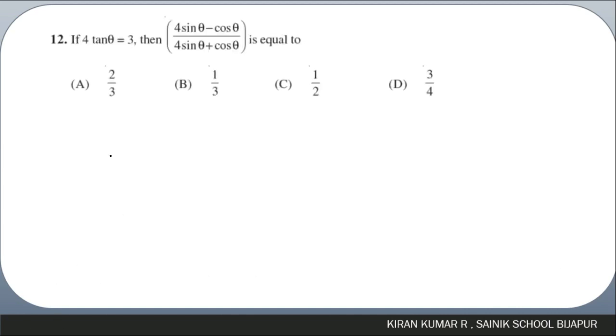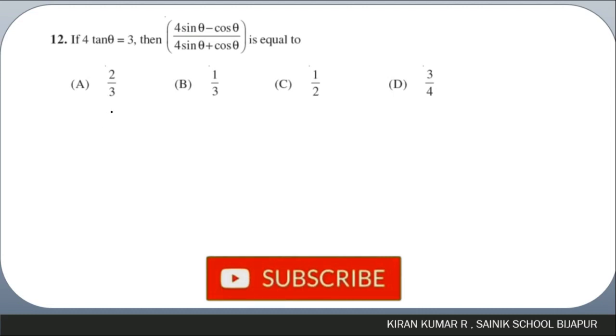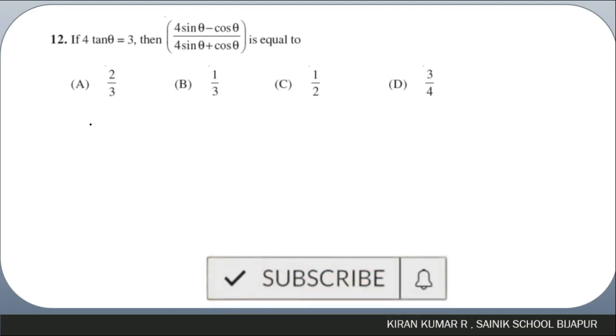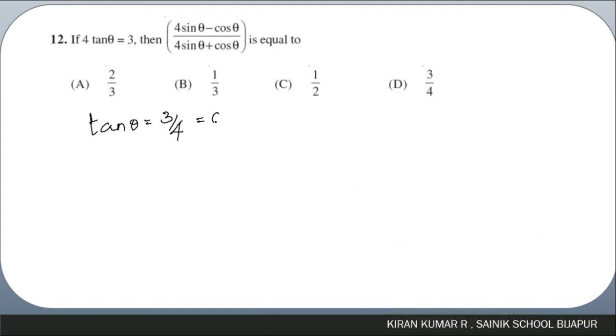Question number 12. 4 times of tan theta equal to 3. Then 4 times of sin theta minus cos theta upon 4 times of sin theta plus cos theta will be equal to. We need to write tan theta as 3 by 4, which is opposite side by adjacent side. So if I consider this as a theta, opposite side by adjacent side, hypotenuse becomes 5.